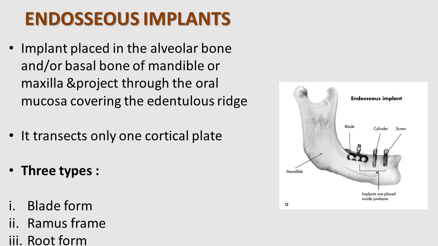So, what is an endosteal implant? It is placed in the alveolar bone or the basal bone of either the mandible or the maxilla, and it projects through the oral mucosa covering the edentulous ridge. And it transects only one cortical plate. As you can see from the picture, there are three types: the blade form, the ramus form, and the root form. And they may be cylindrical or of the screw type. There are further different types of endosseous implants.